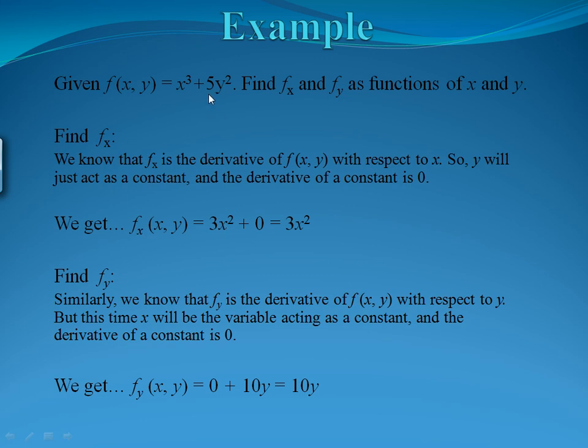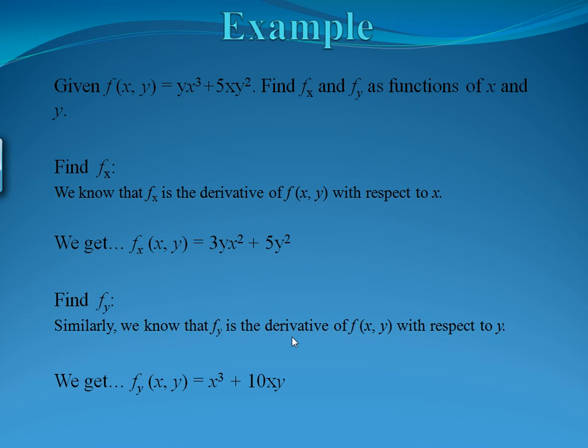And then for the second term, 5y squared, the derivative, the 2 comes down to multiply the 5, giving us 10y. So our first partial with respect to y is just going to be 10y. This is very similar to the example we just did. But in the next example, we're going to make it a little more complicated.